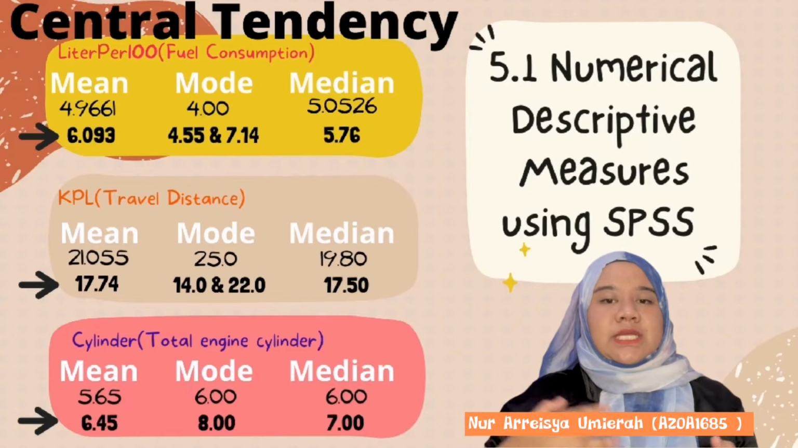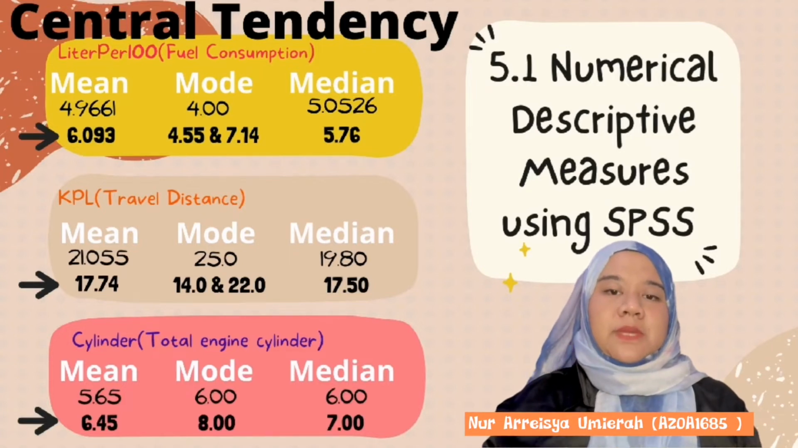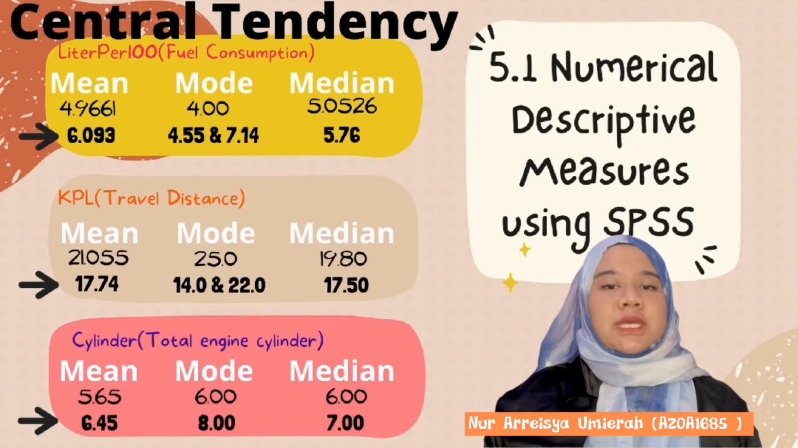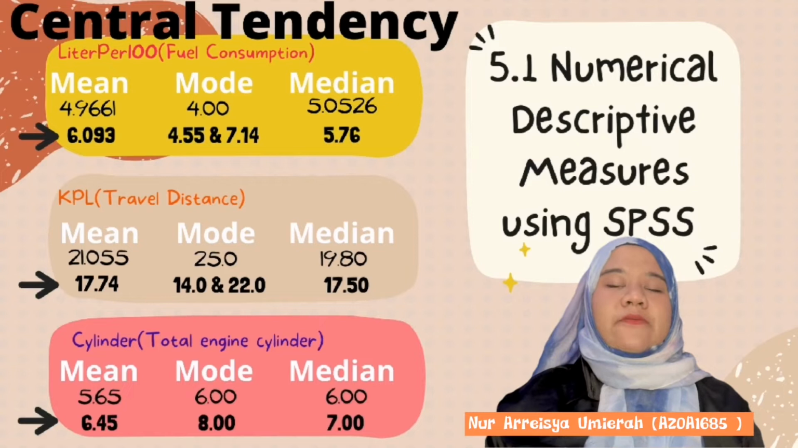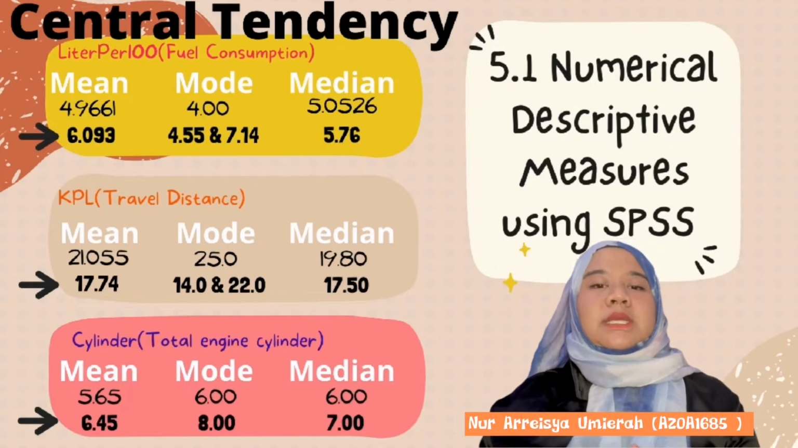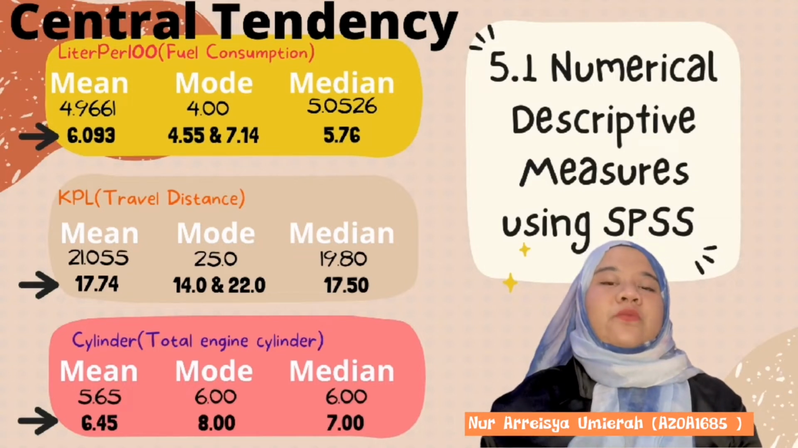Next, the second factor is median. The median for fuel consumption is 5.0526 in SPSS, whereas the median for data 3.1 is 10.51.